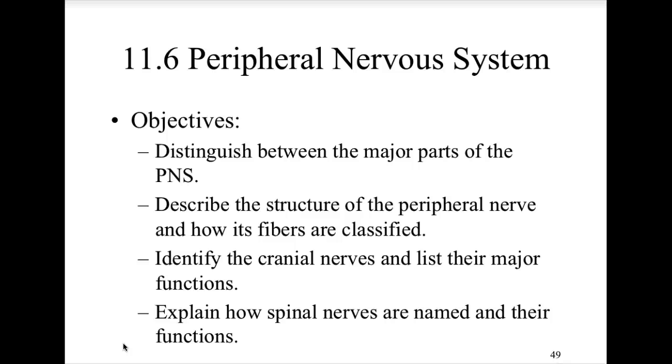All right, our last two sections of the nervous system part two, we have 11.6, which is the peripheral nervous system, and 11.7, the autonomic nervous system. So 11.6, the peripheral nervous system, abbreviated PNS. These are our objectives. We are going to distinguish between the major parts of the peripheral nervous system, describe the structure of peripheral nerve and how its fibers are classified, identify the cranial nerves and list their major functions, and then explain how spinal nerves are named and their functions.